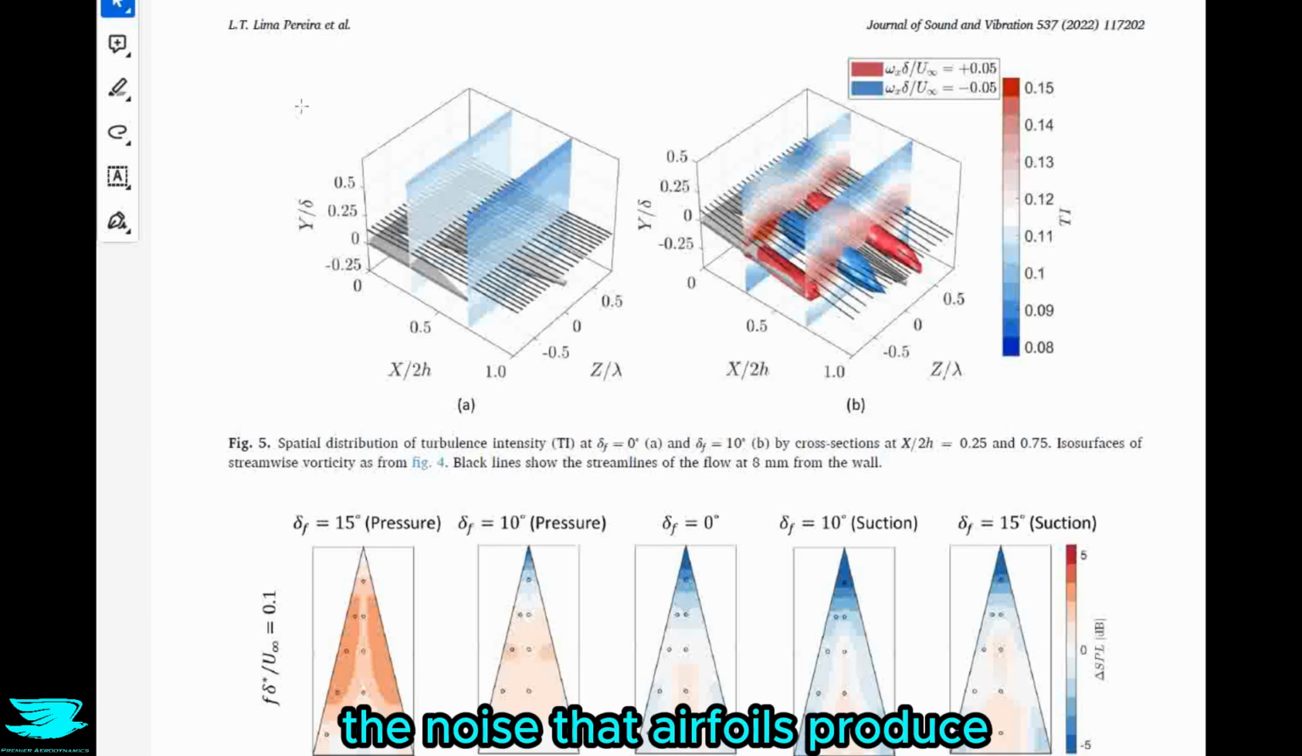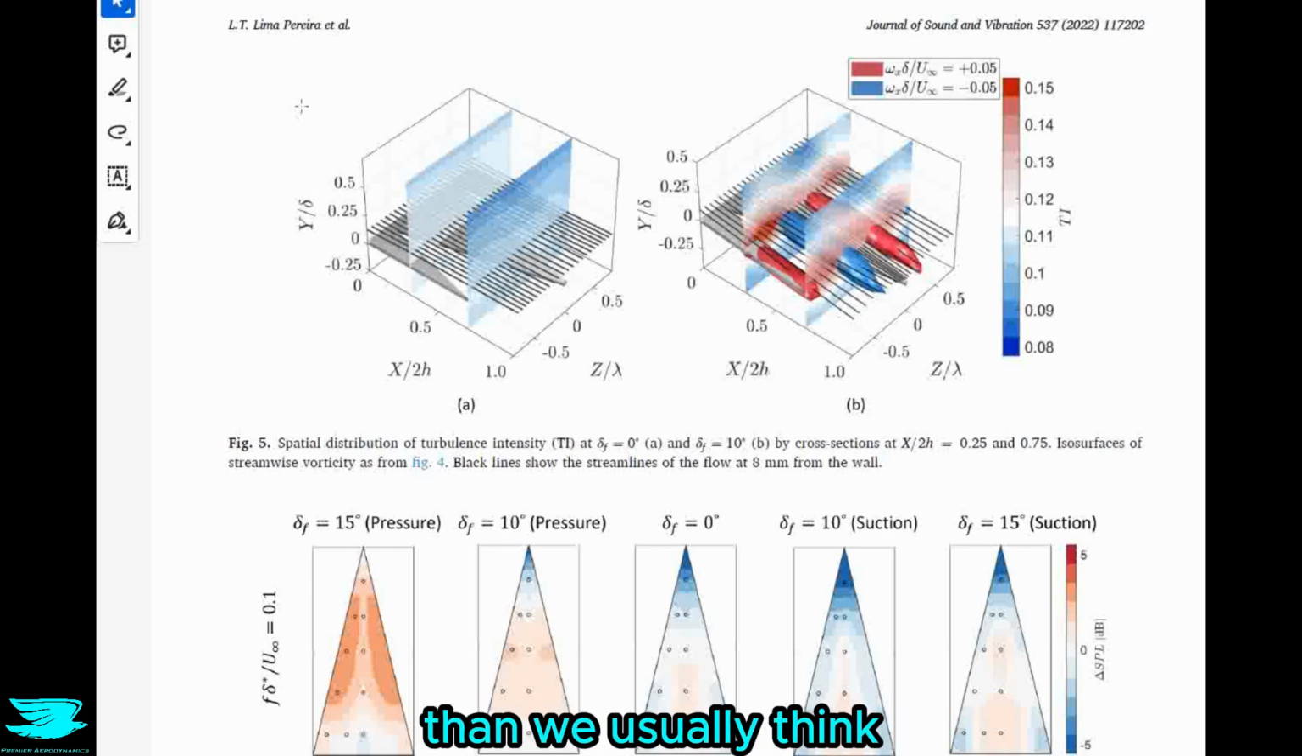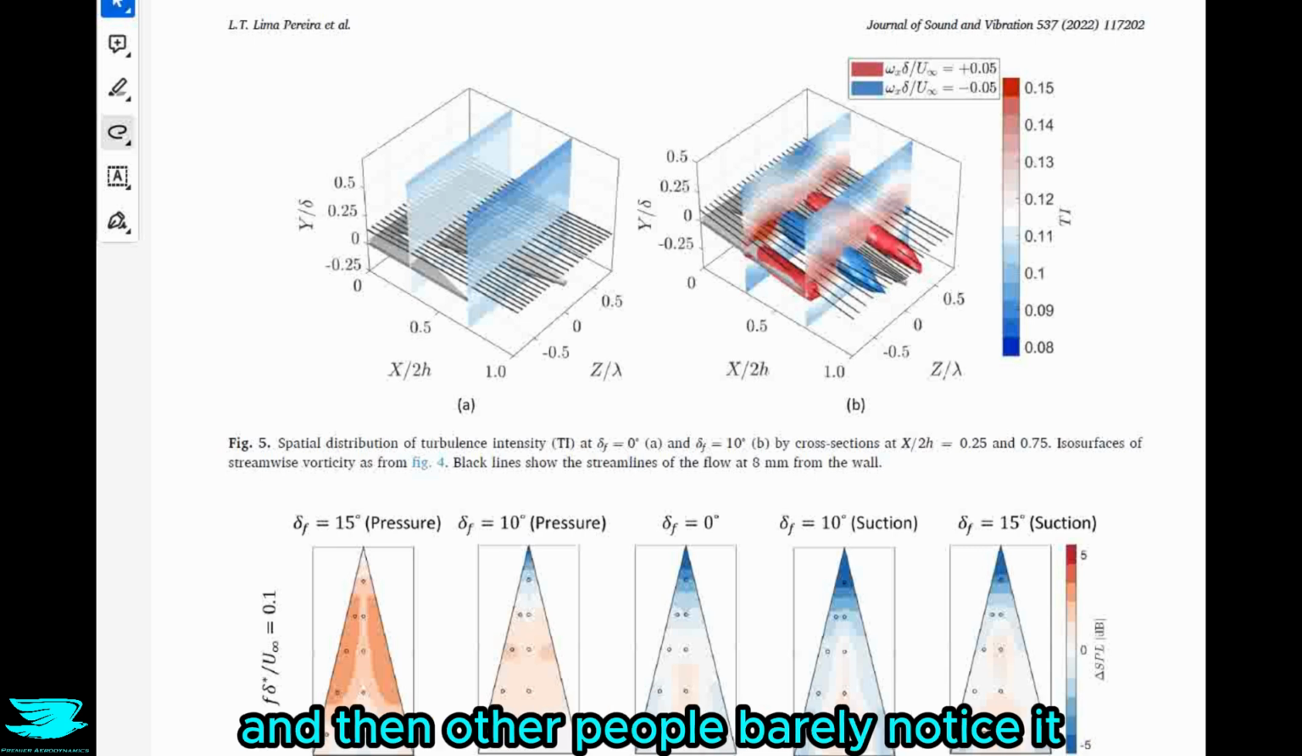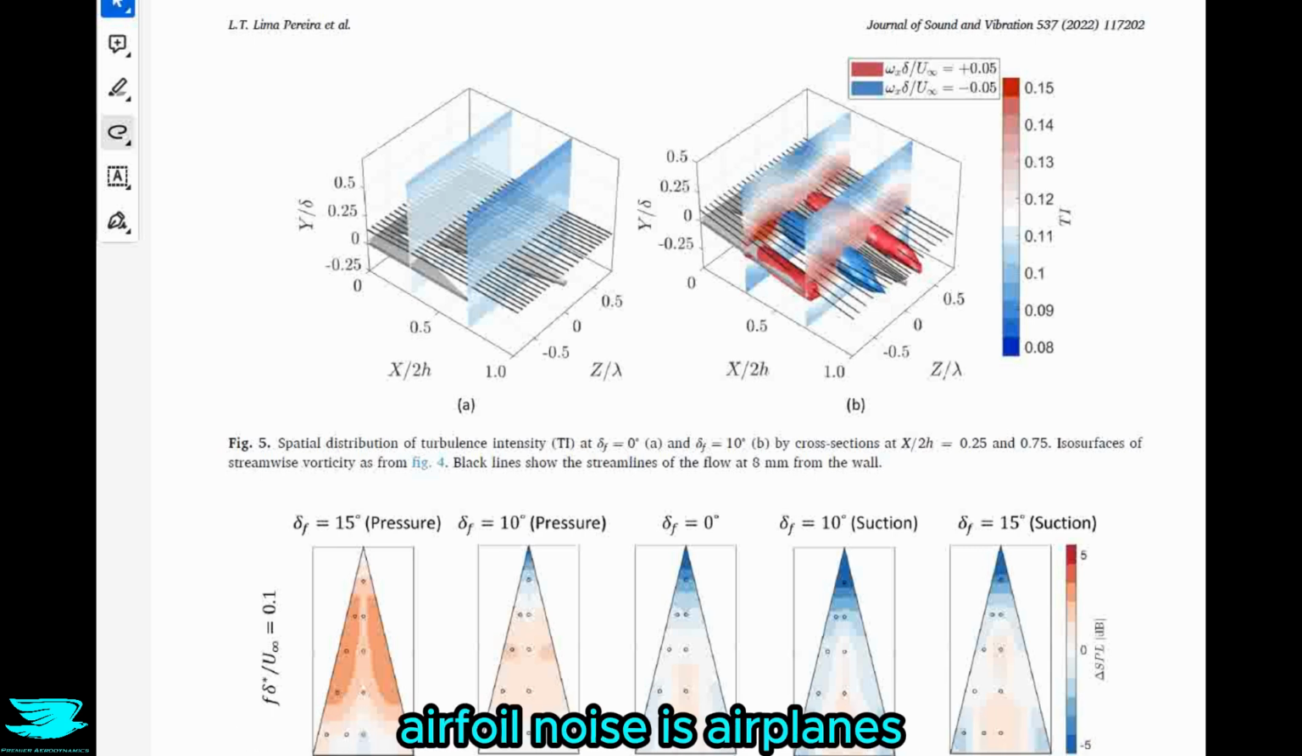The noise that airfoils produce is much more important than we usually think. For example, the noise that wind turbines make largely comes from their blades, which are airfoils, and this noise is actually quite famous because it severely affects some people, and then other people barely notice it. Another example of airfoil noise is airplanes.